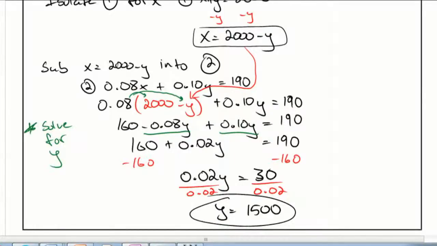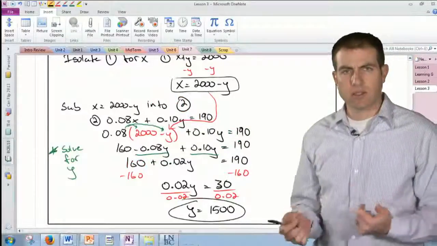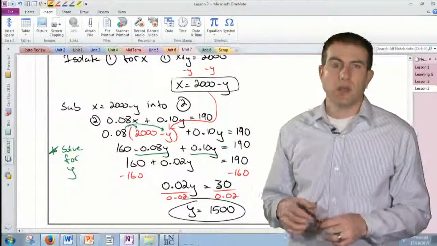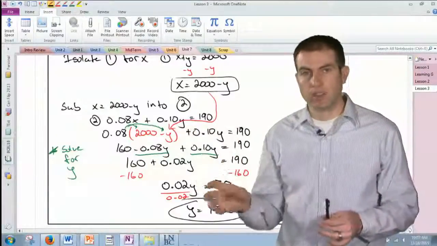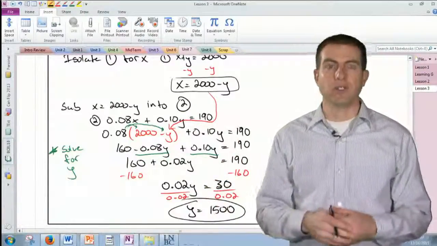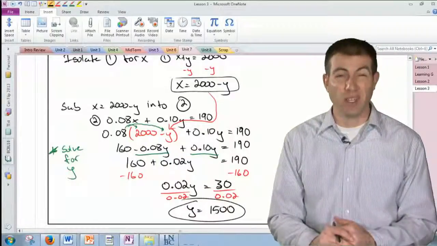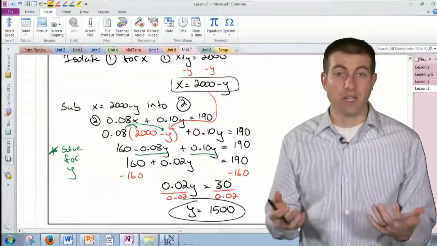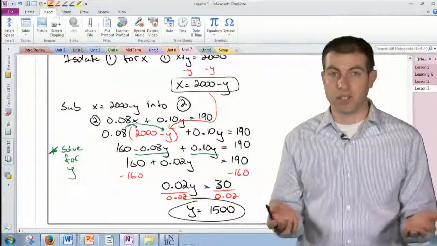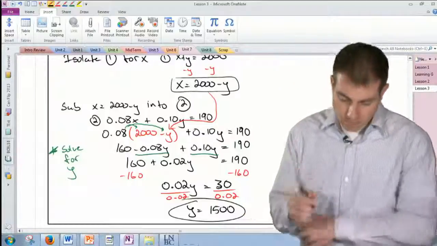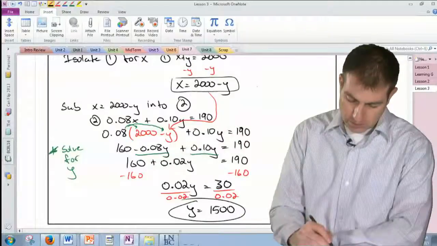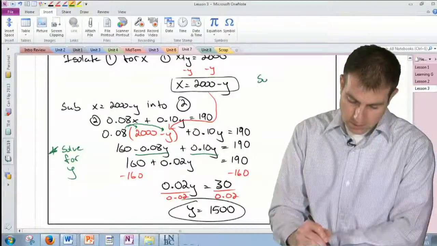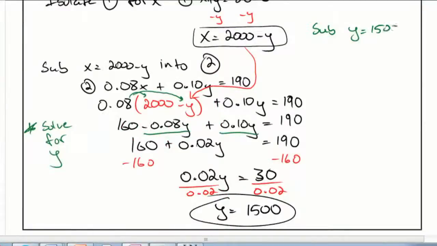All right. So I know what y equals, and if you think back to the question, it said we had $2,000. Some of it was invested at 10%, some was invested at 8%. Now I just figured out that we had $1,500 invested at 10%. So if you think about it, if you had $2,000 in total, you invested $1,500 of it at 10%, that's $500 left at 8%. But we should figure that out algebraically. So what we're going to do is substitute y is 1500 into equation number 1, because that's an easier equation to deal with.